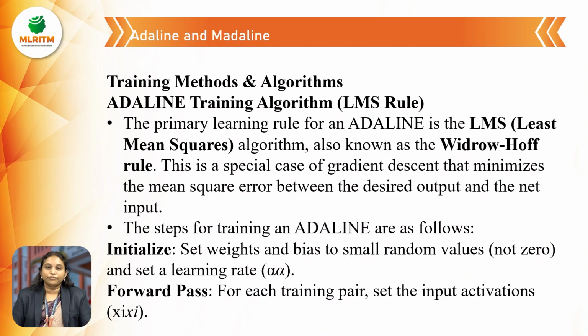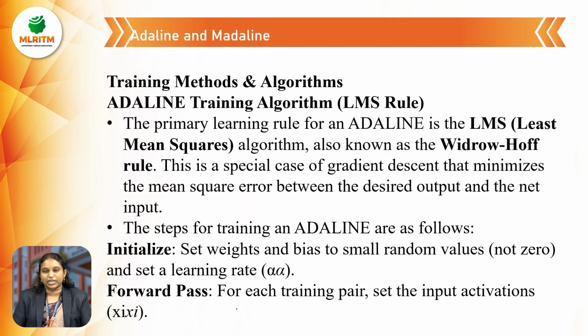Coming to the training methods and algorithms, in ADALINE we are using the LMS rule. LMS is the least mean square algorithm, which is taken as the primary algorithm for ADALINE, and is also known as the Widrow-Hoff rule. It is specially taken for the gradient descent method to minimize the mean square error between the desired output and the network input. So how is the computation going to take place?